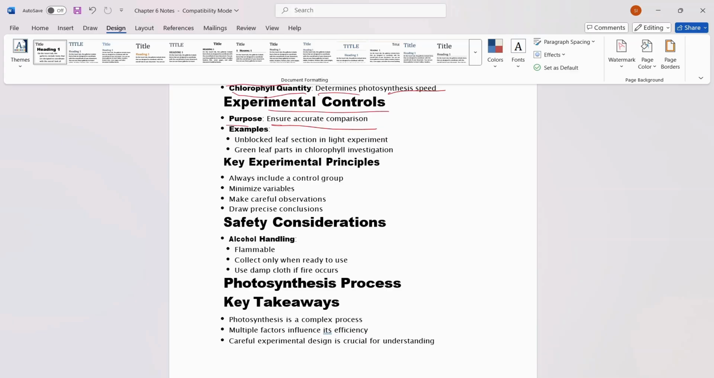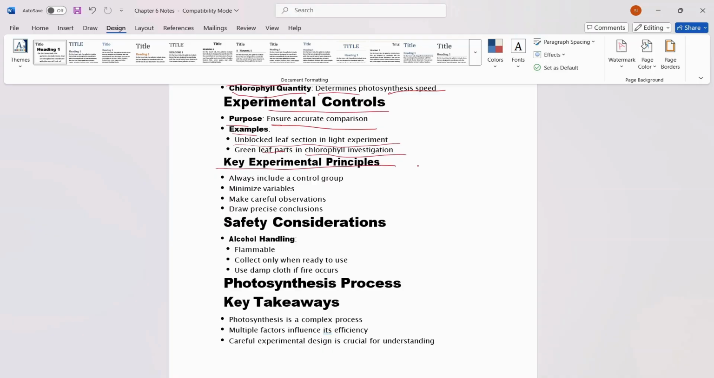If they ask you to write down some of the control points from the experiment, you can write. Maybe they will ask you to write a few steps or methods to perform this test, so you can write. Alright, so here, experimental control: ensure accurate comparison. Examples: unblocked leaf section in light experiment, green leaf parts in chlorophyll investigation.